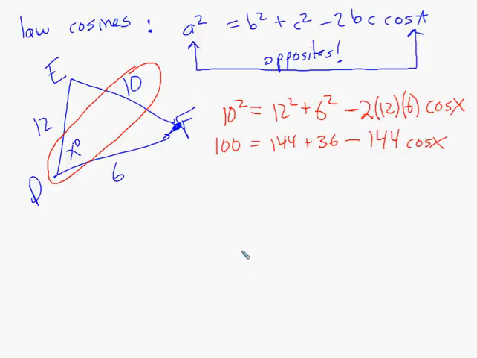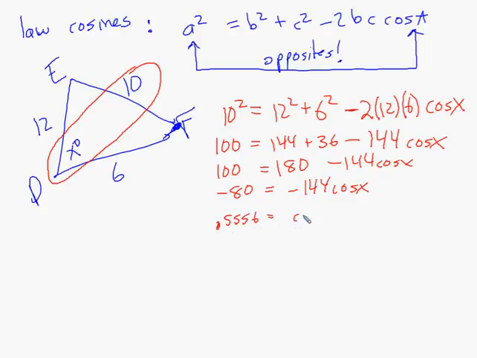Now subtract 180, because when we combine these, you get 180. So we subtract the 180, and we get negative 80 equals negative 144 cosine x. Watch that you don't lose that negative. Then we divide by negative 144, and then we inverse cosine that. 56.2. Easy peasy.